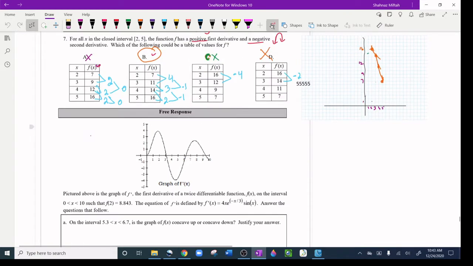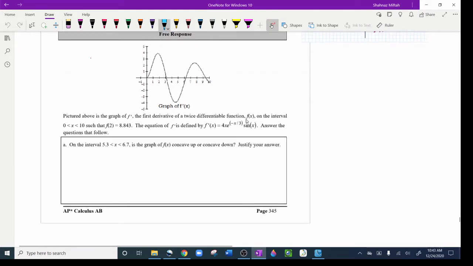this is free response question number 1. Pictured above is the graph of f prime. So this is the f prime graph, which means every y value is a slope. We always write that. The first derivative of a twice differentiable function f of x on the interval 0 to 10, such that f of 2 is equal to 8.843, this is the y value, that's an x. The equation of f prime is defined by that. Answer the question that follows. And since it's a calculator-based question, we can also use a calculator and graph this on the calculator to see exact values wherever we need them.